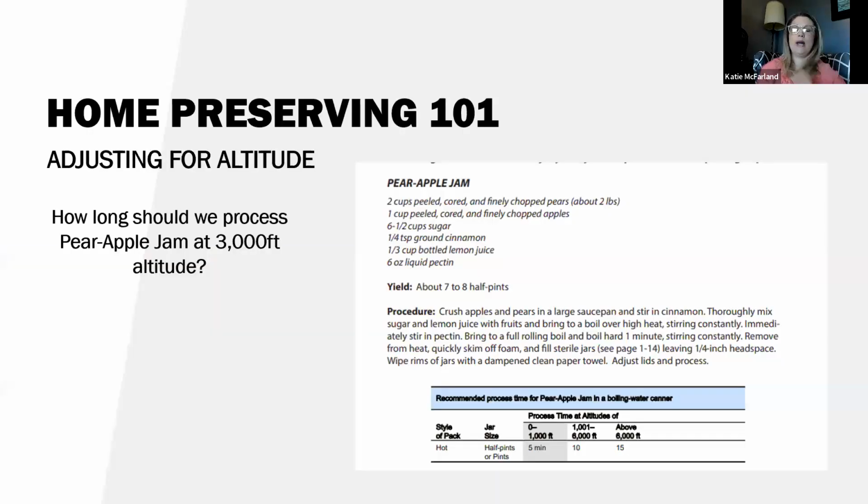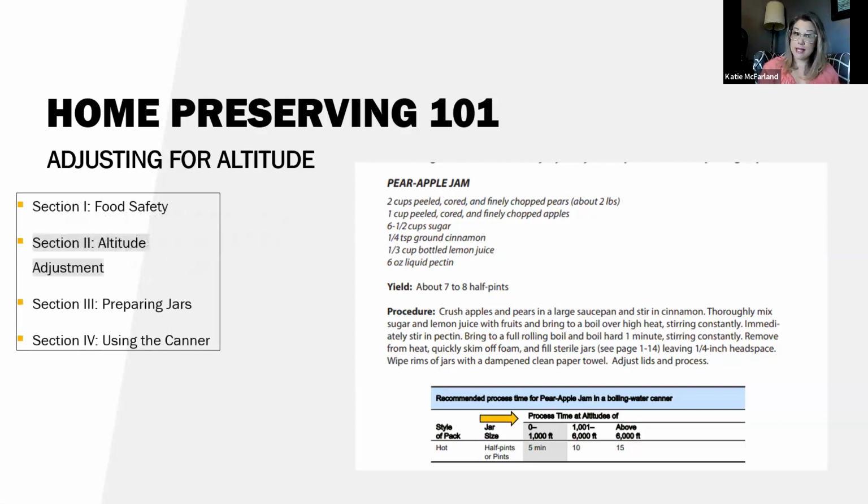So right here we have a recipe out of the USDA Guide to Home Canning, and I want people to learn about adjusting for altitude. The question: how long should we process pear apple jam at 3,000 feet altitude? Somebody brand new to this is going to take a while. They're going to read through that whole recipe, try to figure out what's going on, and they're not going to be sure where to find that information. If we do it like this, we show them where they are in the learning process.